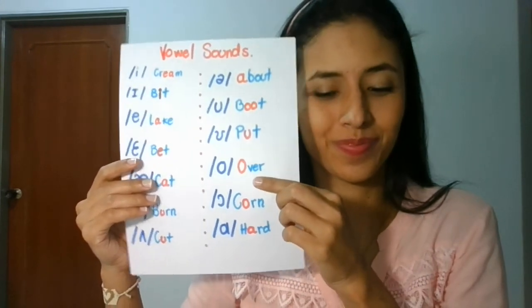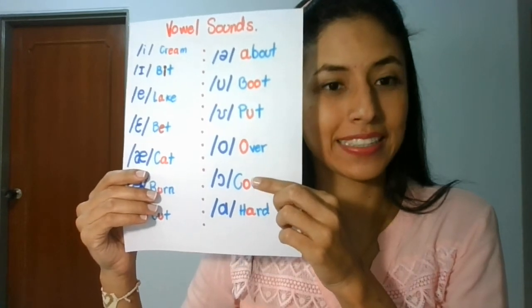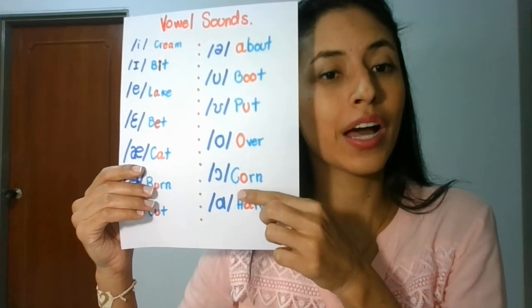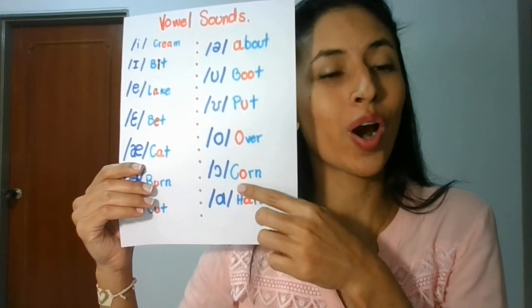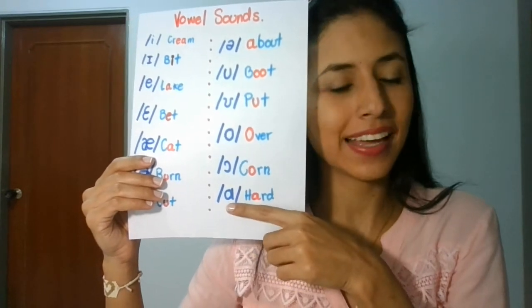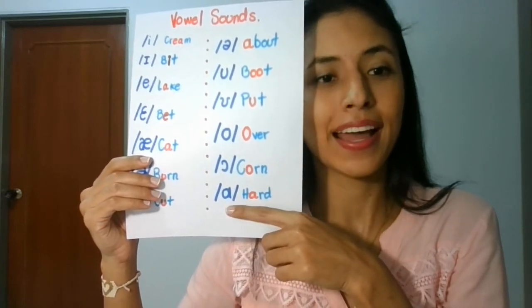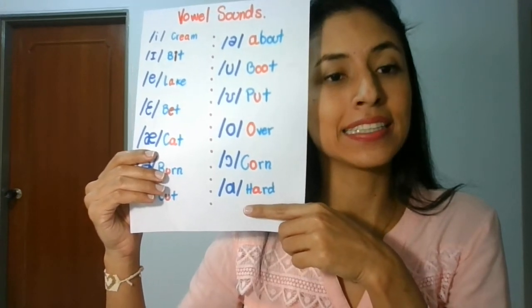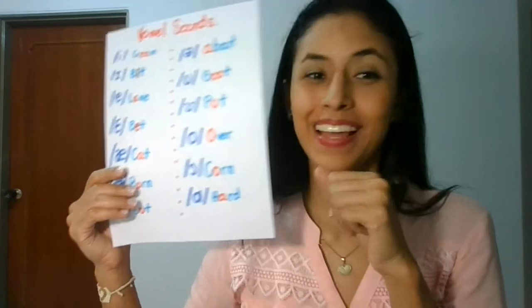Next, over. Next is ow, corn. And next, the example, hard. Those are the sounds of the vowels.